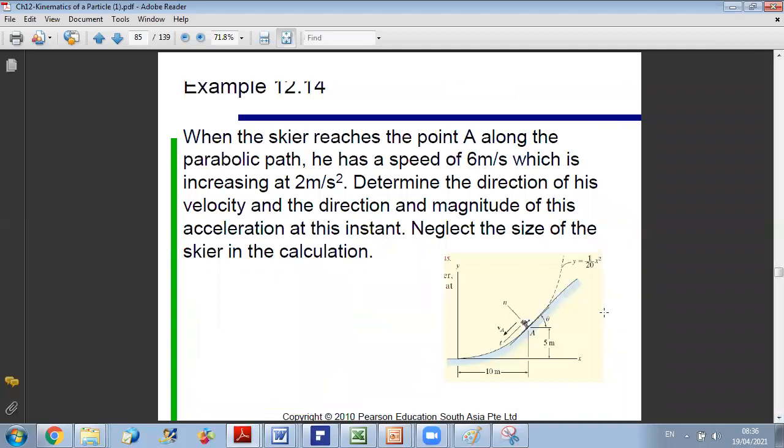Let us do this example. When the skier reaches point A along the parabolic path, he has a speed of 6 meters per second, which is increasing at 2 meters per second squared. So look here, what do you think this acceleration is? Which acceleration? Normal, tangential, or total? When they tell you the speed is increasing at 2 meters per second squared, what does 2 meters per second squared represent?